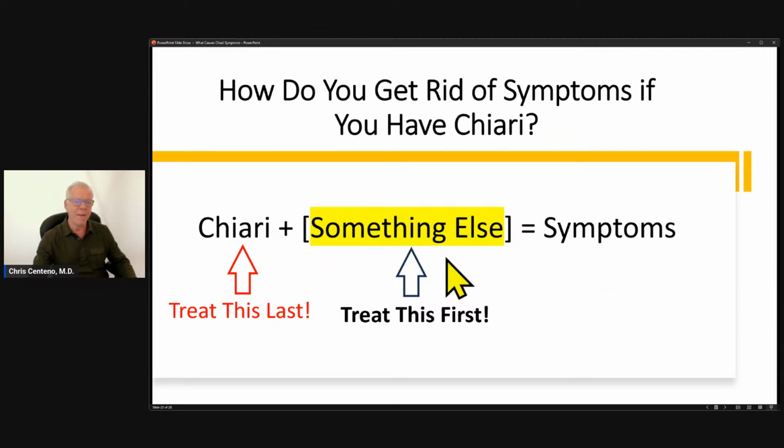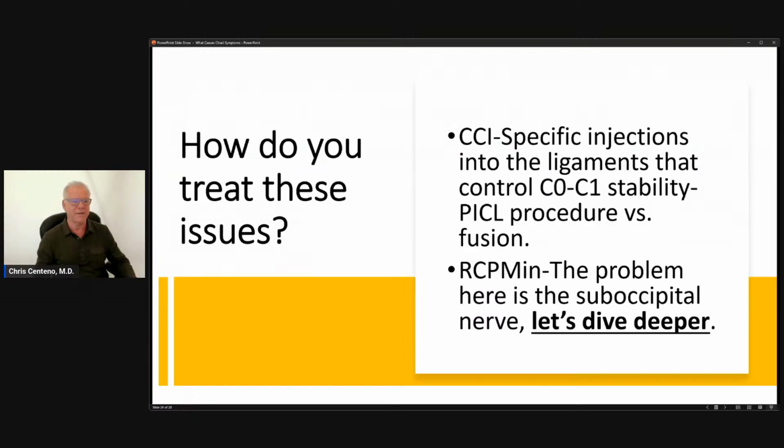So it would make just common sense to treat this first and then treat that last. If you treat this first, in my experience, many patients with Chiari don't have symptoms. Their symptoms go away or their symptoms become manageable. But if you do this, i.e. with posterior fossa decompression and a big surgery, there's no going back. You can't treat the something else generally at that point. So you got to do the something else first and the big surgical decompression last.